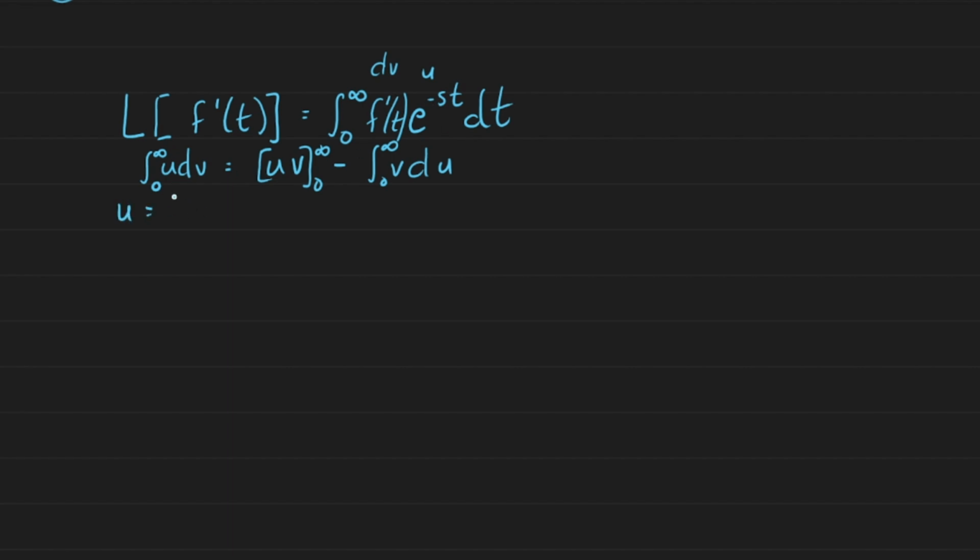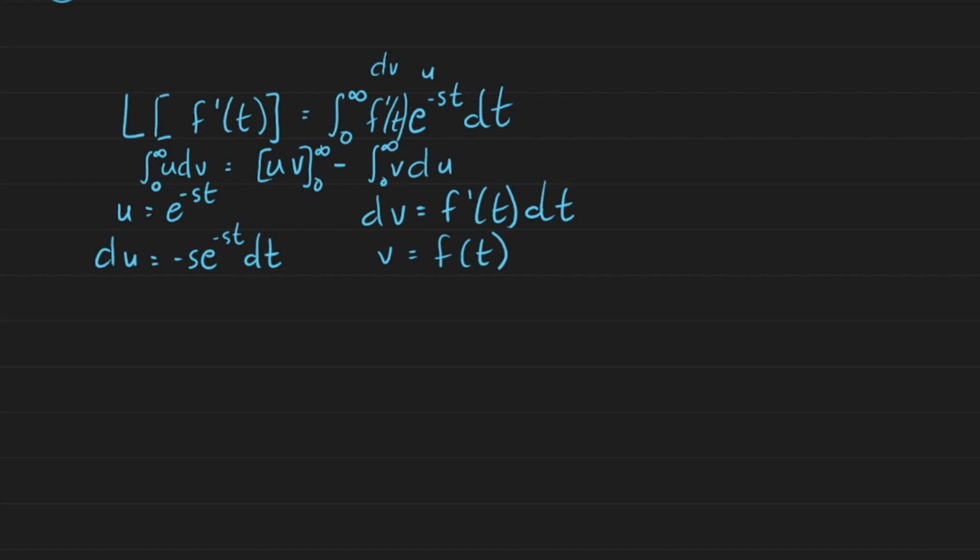So u will equal e to the minus st. That means that du is going to equal minus s e to the minus st dt. And then we have dv equal to f prime t dt. If we integrate this, then we get v is just equal to f of t.